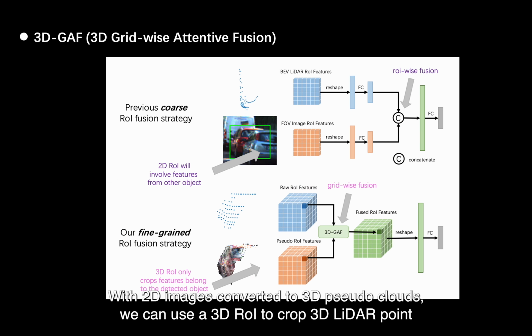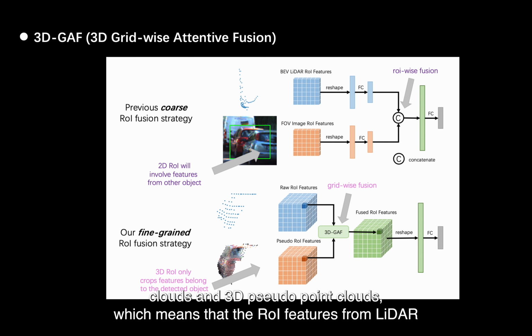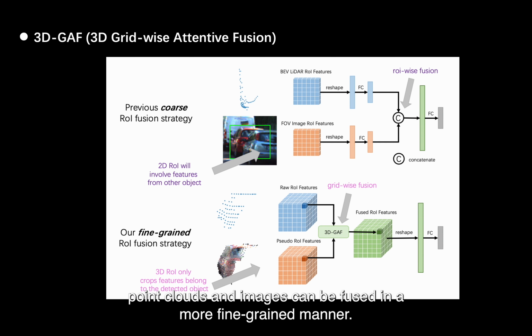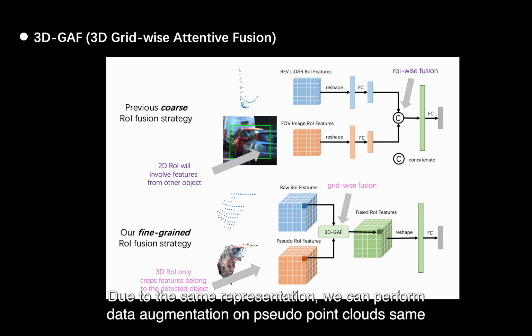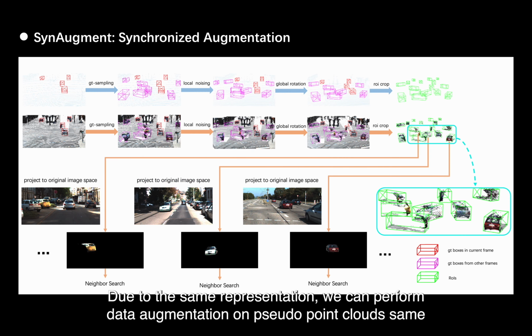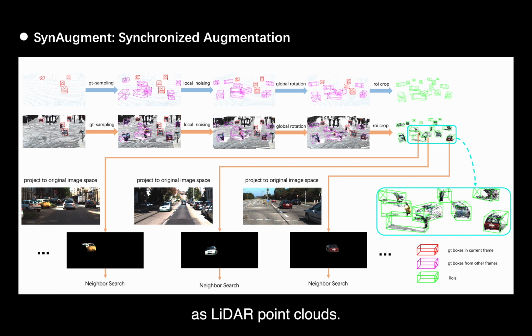With 2D images converted to 3D pseudo-point clouds, we can use a 3D RoI to crop the 3D LiDAR point cloud and the 3D pseudo-point cloud, which means that the RoI features from LiDAR point clouds and images can be fused in a more fine-grained manner. Due to the same representation, we can perform data augmentation on pseudo-point clouds, same as the LiDAR point clouds.